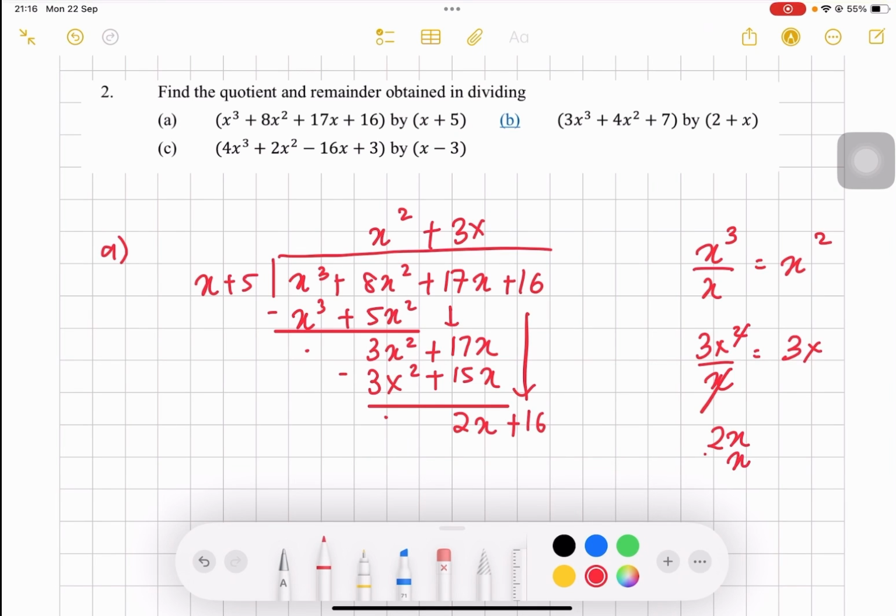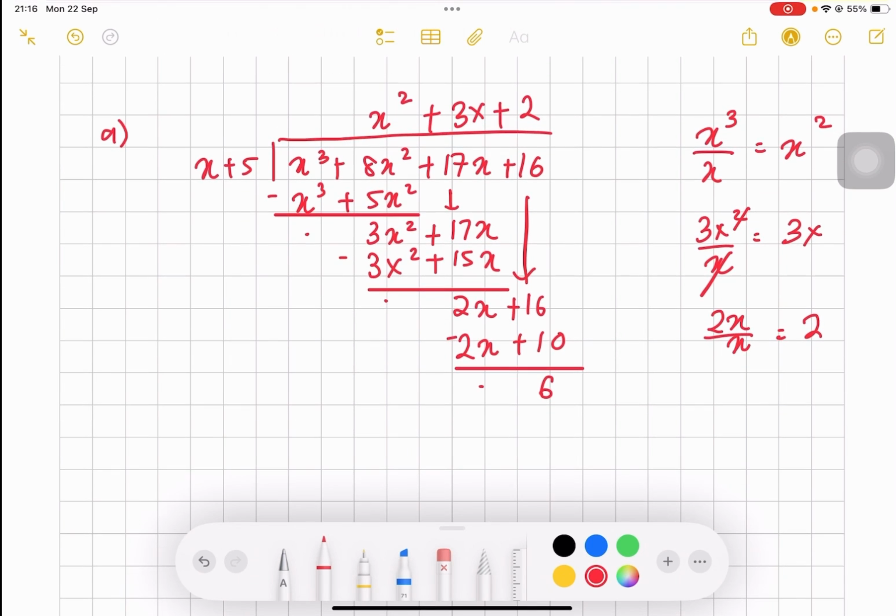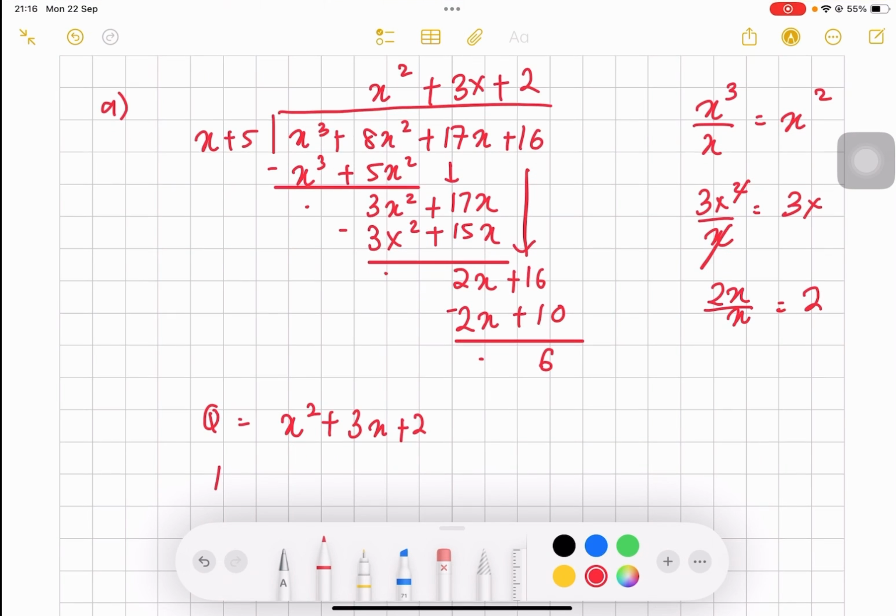17 minus 15, 2x, bring down 16. 2x divided by x, you will get 2. Plus 2, 2x, then 16 minus 10, you will get 6, so the remainder is 6. Quotient is x squared plus 3x plus 2, remainder is 6.